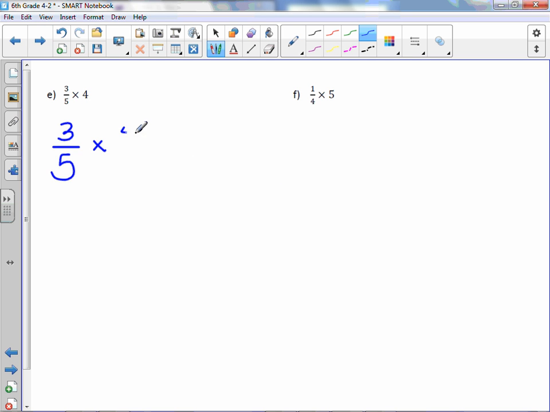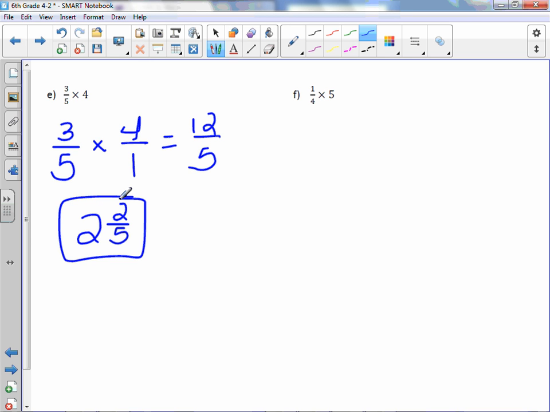Three-fifths times 4 over 1. 3 times 4 is 12. 5 times 1 is 5. Now this does not work out evenly, so let's change this into a mixed number. So 5 goes into 12 twice, with 2 left over. Denominator remaining 5, so 2 2/5.